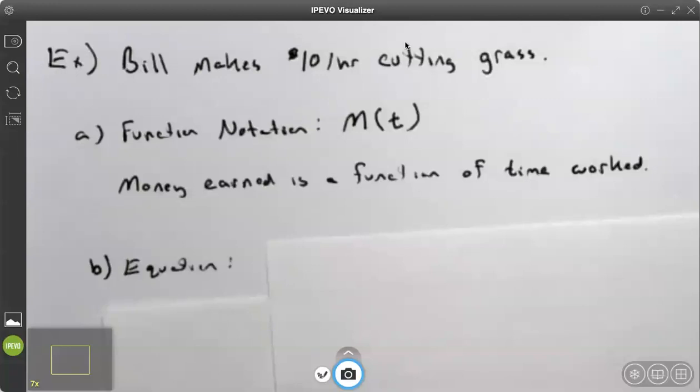All right, B, write an equation for this situation. I'll give you a hint. One way you could do it is slope-intercept form. Write an equation for this situation.